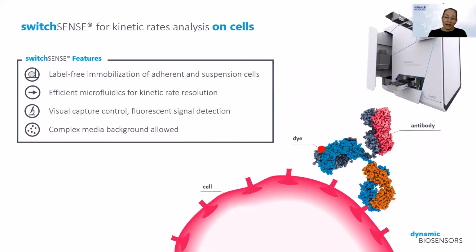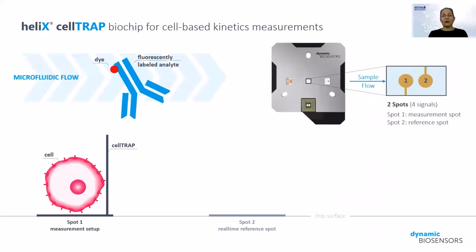These features, together with the specialized software for automated data analysis, now allow the real-time measurement of kinetic rates on cells. On the following slides, I would like to explain in more detail how the cell immobilization works and show you some first data from our research lab. So how do we use entire cells as ligands in a biosensor?